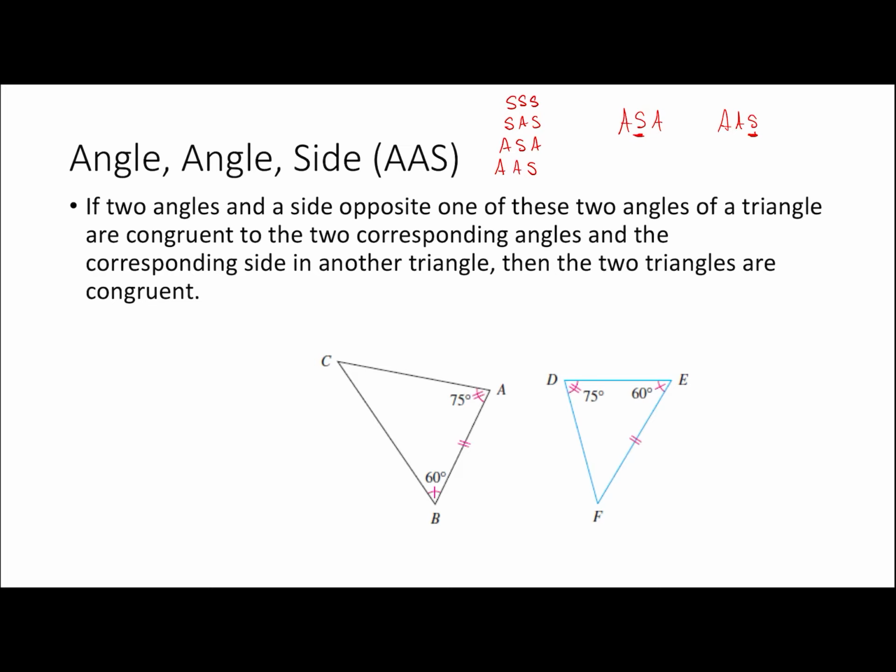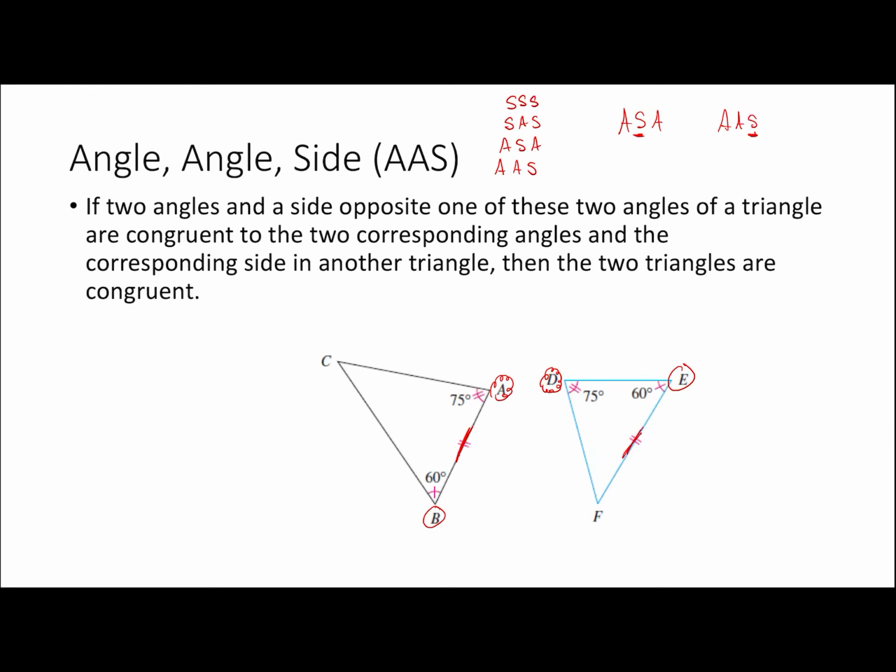What it says here for angle angle side, you can see the definition on the screen: if two angles and the side opposite one of the two angles of one triangle correspond with the same parts in another triangle, then the two triangles are congruent.